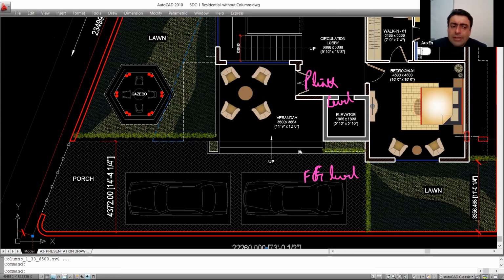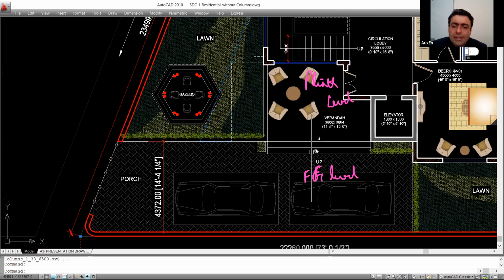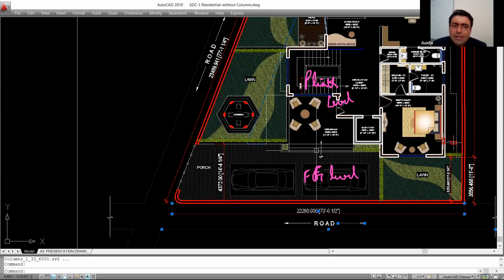Now over here you will see another level, and that is actually your road level, isn't it? So you will see now that here we are talking about three levels. This is your road level. Now you have your road level, you have your finished ground level, and you have your plinth level. So there are now three levels that are in contention.